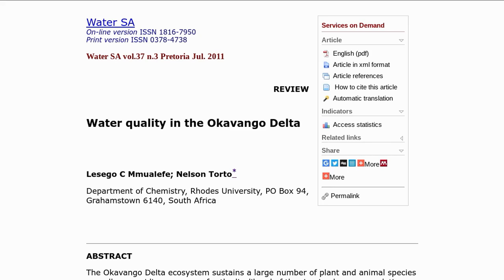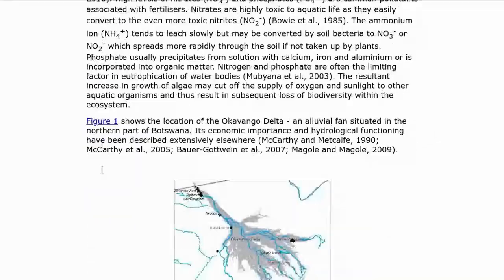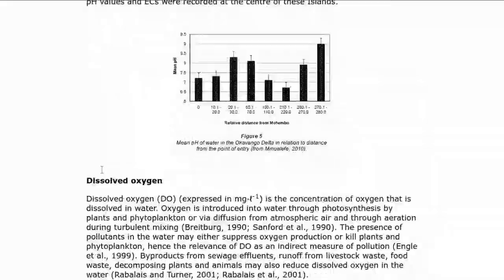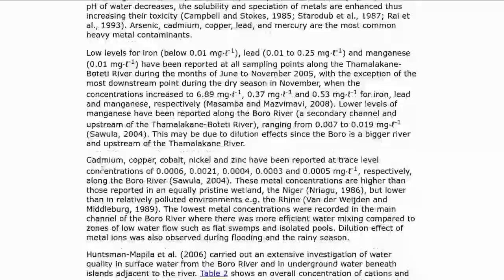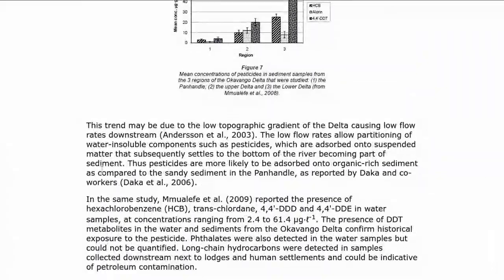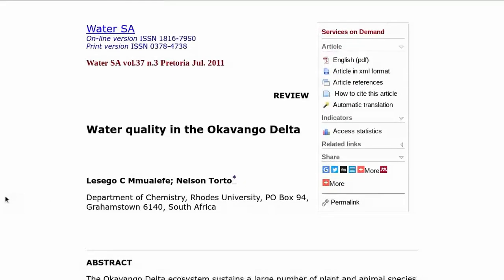The fourth step of the CRAAP test is the second A. This time the A stands for accuracy. Having read through the article, I'd say it is pretty accurate, at least for when it was written. It is very detailed and even goes into detail about things you wouldn't even think to mention, like the electrical conductivity of the water in the delta, as well as the pH levels and the present amount of dissolved organic carbon. I believe this article passes step 4 of the CRAAP test.